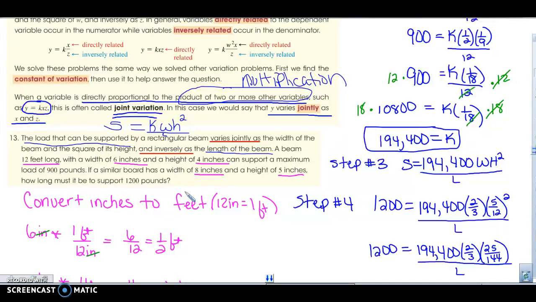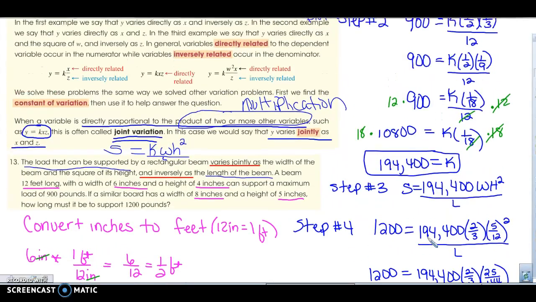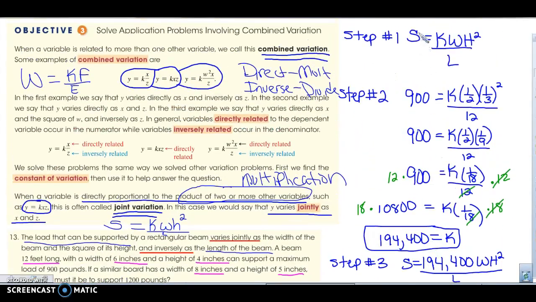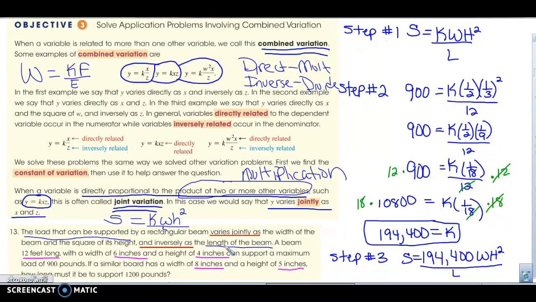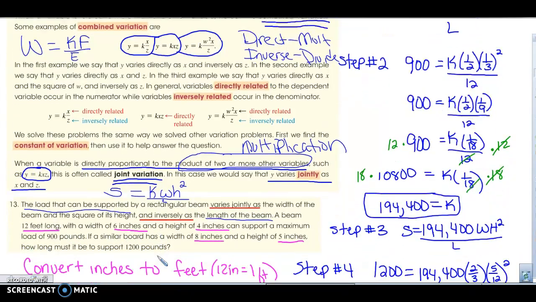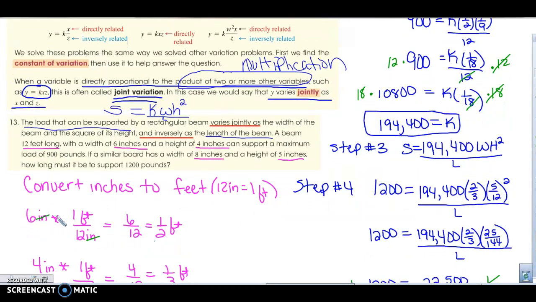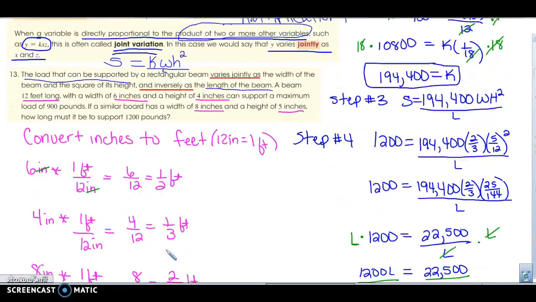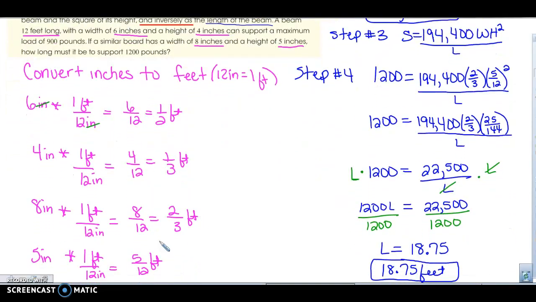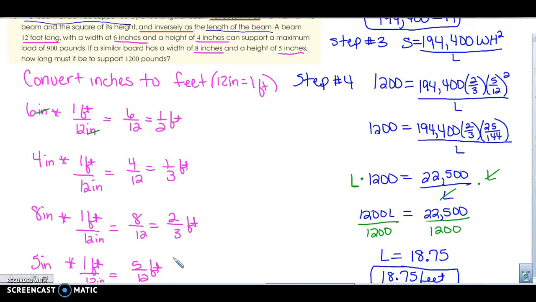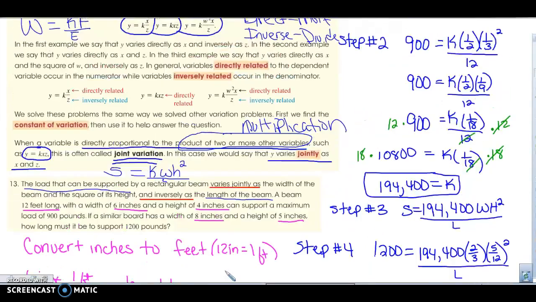We're going to now look at the details they give us so that we can find K. So looking up here, this is my equation. Support equals K times the width times the height squared divided by the length. Now let's take a look at the details they gave us in the problem. A beam 12 feet long, width 6 inches, height 4 inches. Notice the different units of measurement. We're going to need to convert these to the same measurement. So remember that it's 12 inches in a foot, and so we make the conversion from inches to feet. 6 inches is 1/2 of a foot, 4 inches, 1/3 of a foot, 8 inches, 2/3 of a foot, and 5 inches is 5/12 of a foot.